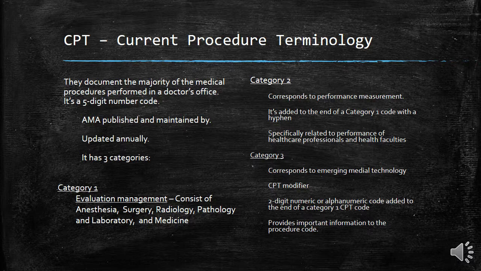Category 2 corresponds to performance measurement. It's added to the end of a Category 1 code with a hyphen, specifically related to the performance of healthcare professionals and health facilities. Category 3 corresponds to emerging medical technology. A CPT modifier, a 2-digit numeric or alphanumeric code added to the end of a Category 1 CPT code, provides important information to the procedure code.